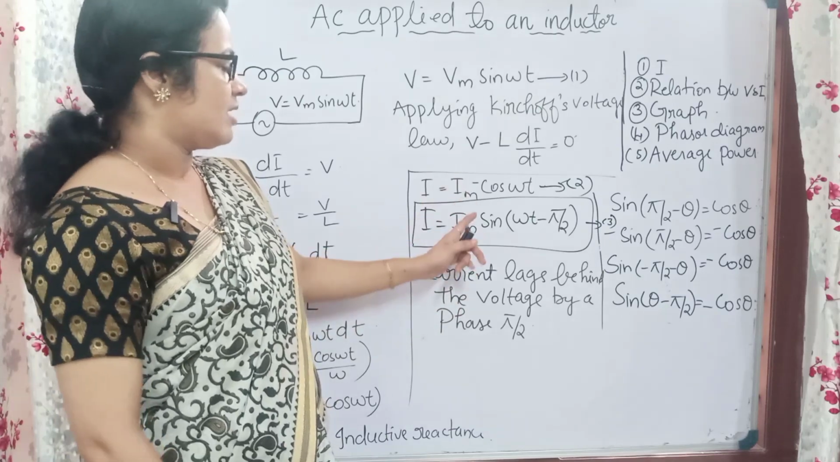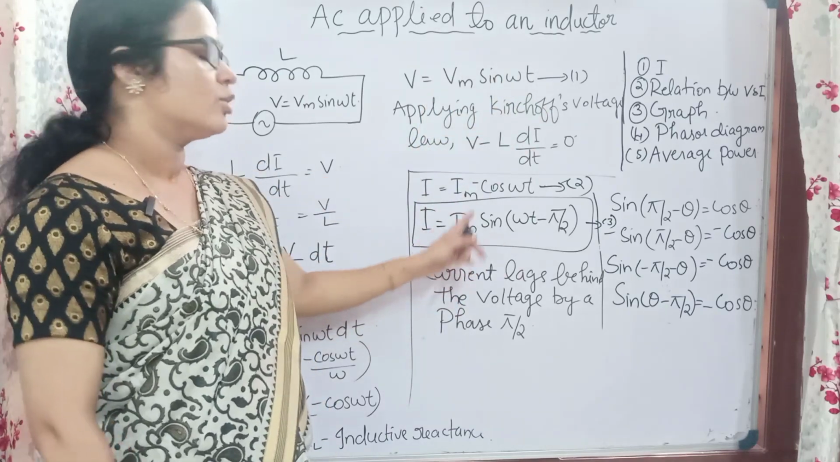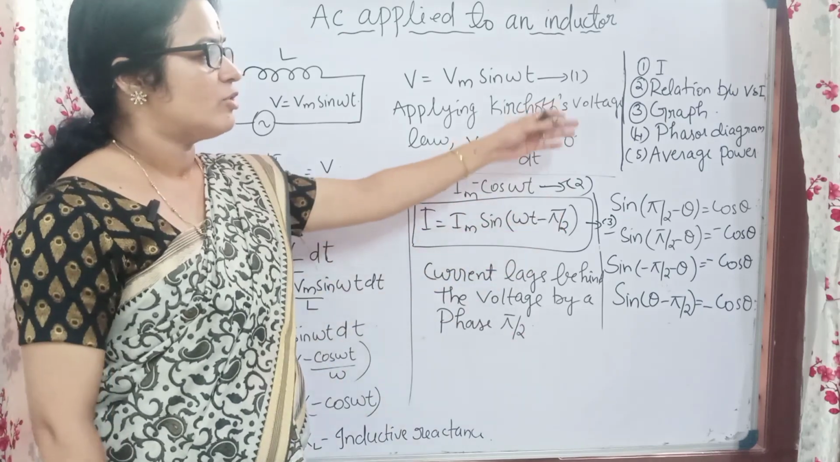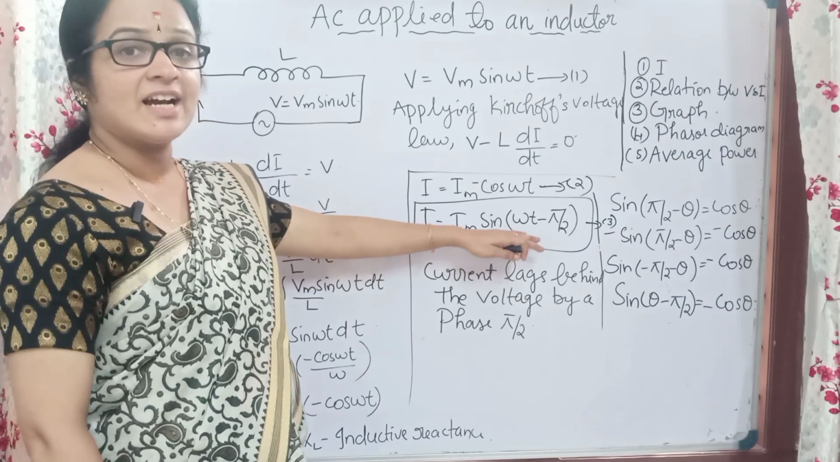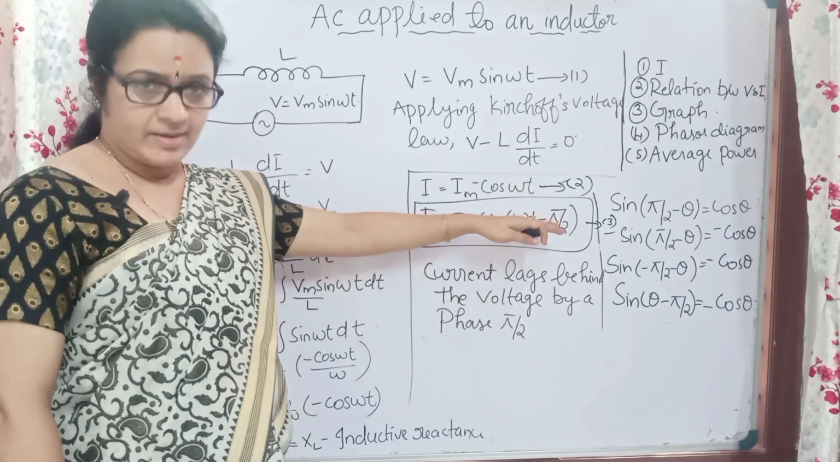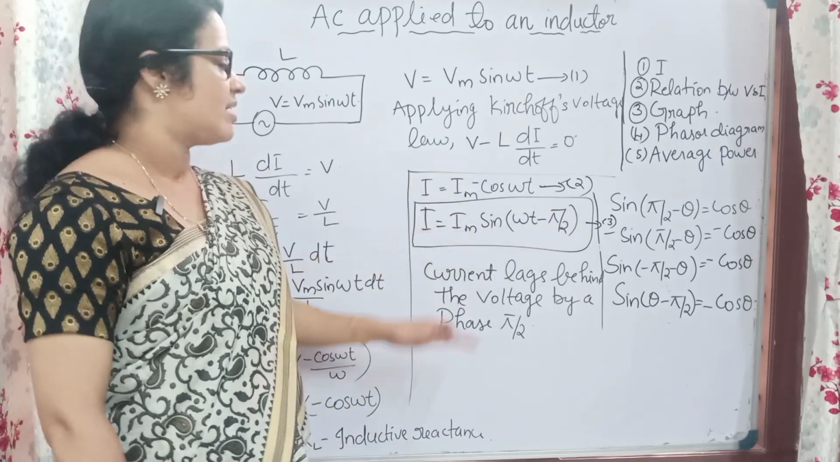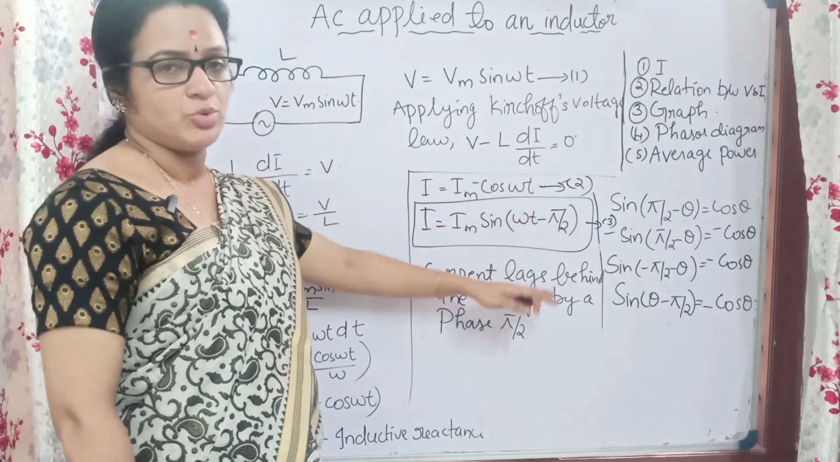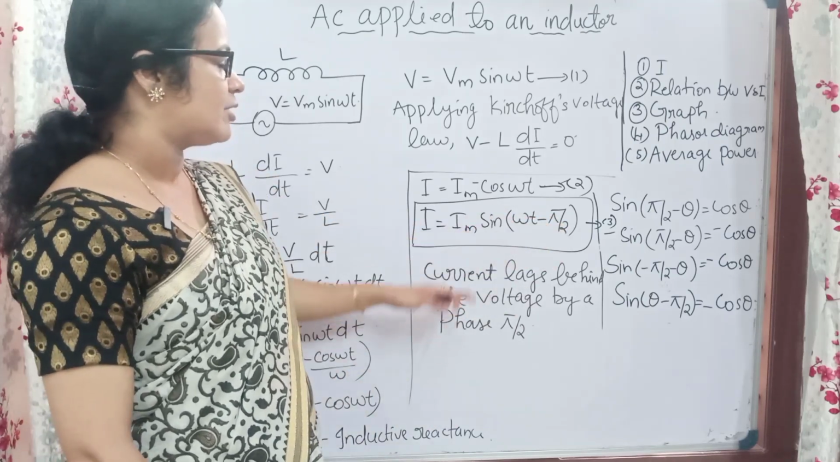And now we can compare the two equations. V is equal to Vm sin omega t and I is equal to Im sin omega t minus pi by 2. So what will be the relation between these two? Yes, here we can see that the current lags behind the voltage by an amount pi by 2. So here we can say that the current lags behind the voltage by pi by 2, by a phase of pi by 2. So that is very important point that you have to remember.